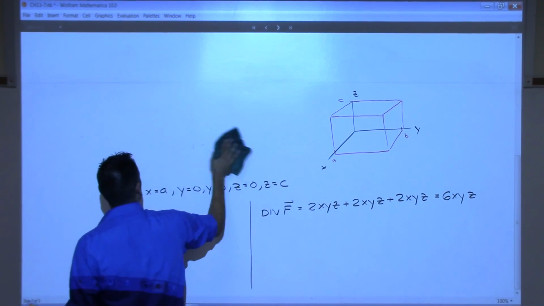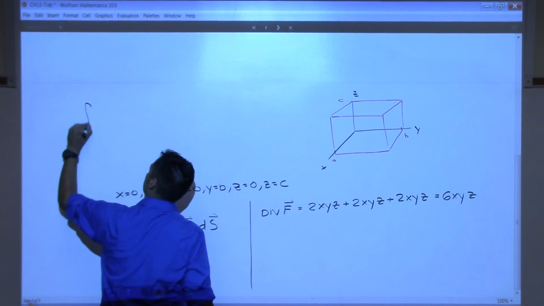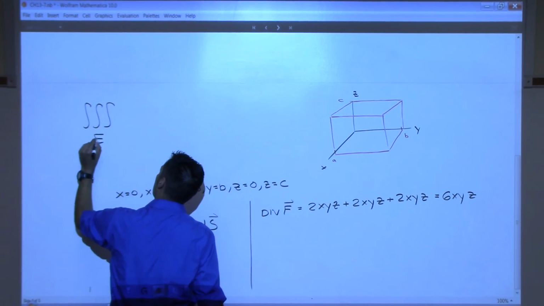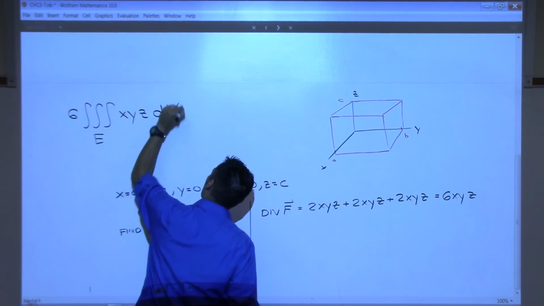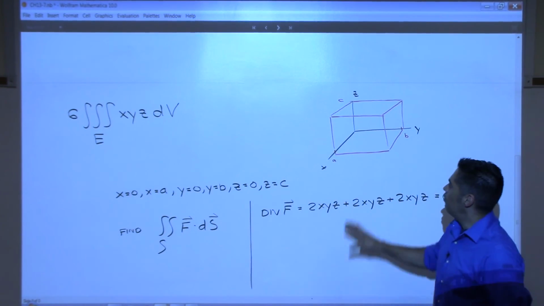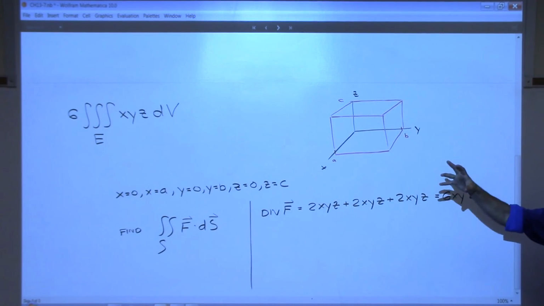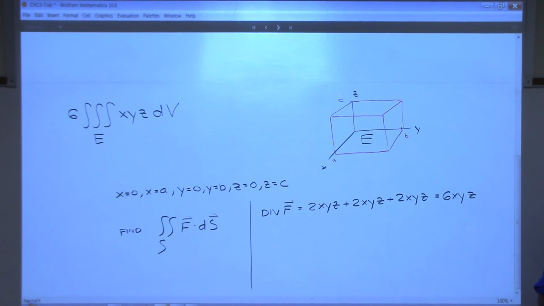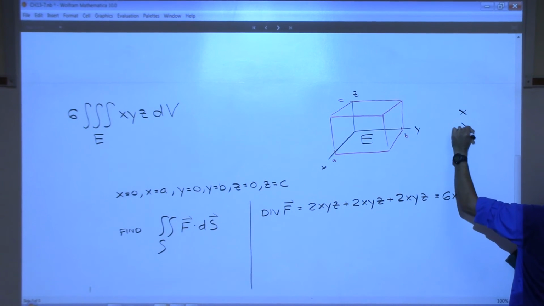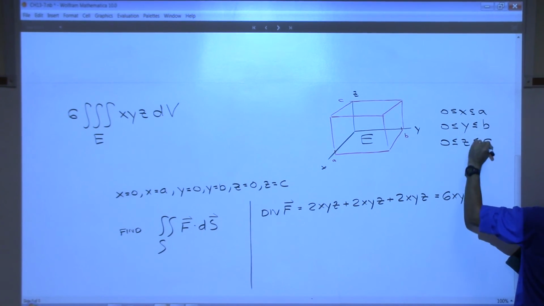So this should turn into the triple integral over E of 6xyz, so I'm pulling the 6 out, with respect to volume. So we need to be able to come up with our constraints on x, y, and z that will create that solid E, right? And I don't need to convert to polar or cylindrical, right? This is all straight up, this is rectangle. So what are the restrictions on x, y, and z? 0 to a, 0 to b, 0 to c.